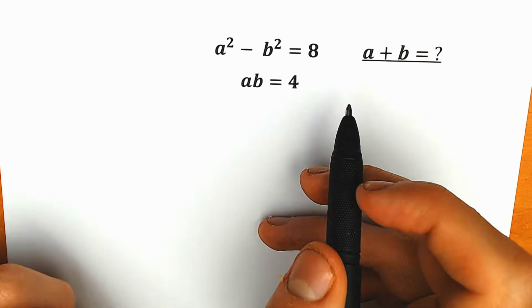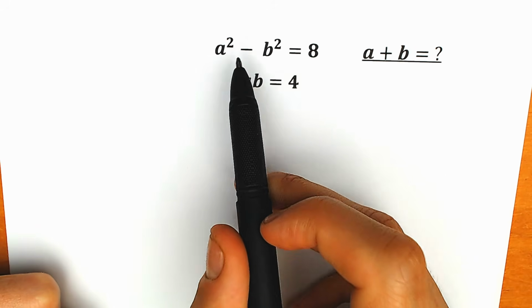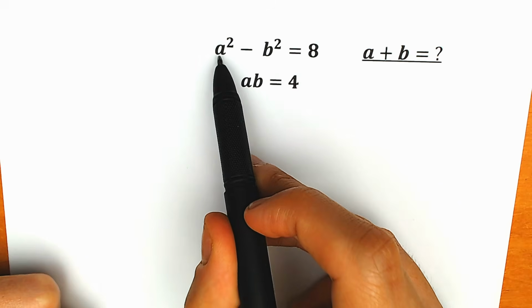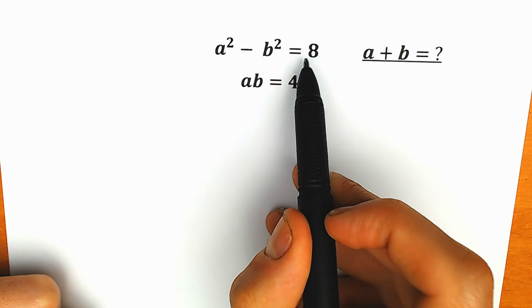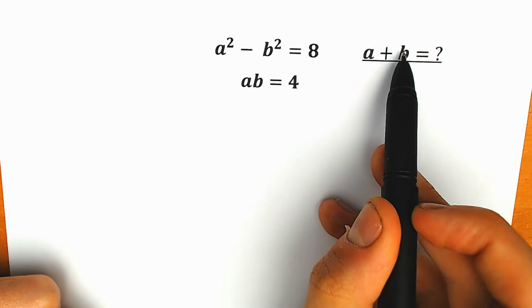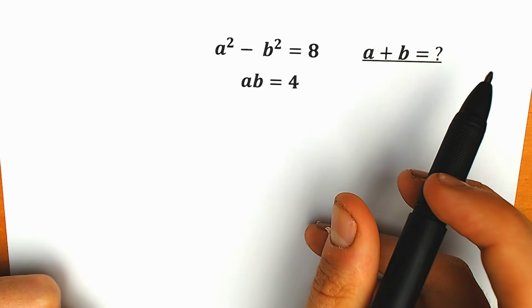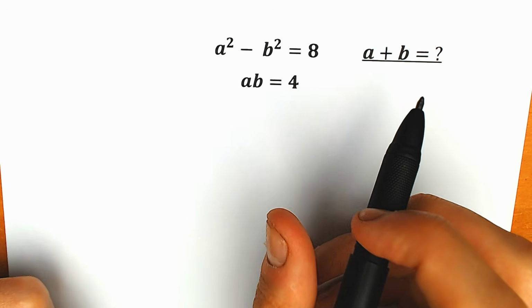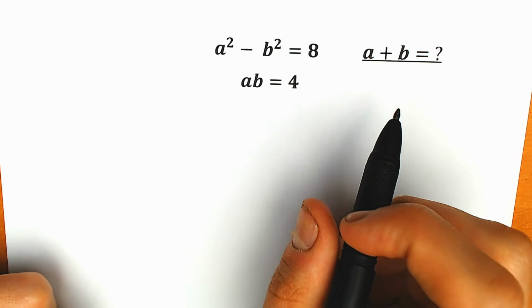Today let's solve this great and quick algebra question. We know that the difference of squares, a square minus b square, equals 8, and the product a times b equals 4. And we need to solve it for a plus b. If you have your solution, your answer, you can also write it in the comments below and then we will check our answers.